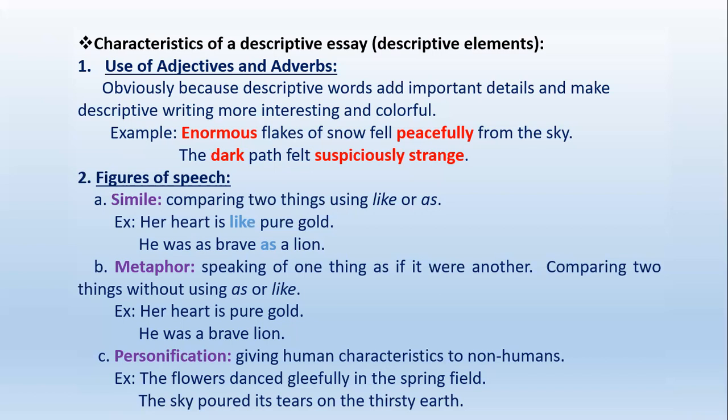And then metaphor. Metaphor is speaking of one thing as if it were another. So mainly metaphor is also comparing two things, but I do not use like or as. Let me say this, for example, instead of saying her heart is like pure gold, I can say her heart is pure gold. So I am directly comparing these two things without writing like or as. So I'm directly writing that this is this.